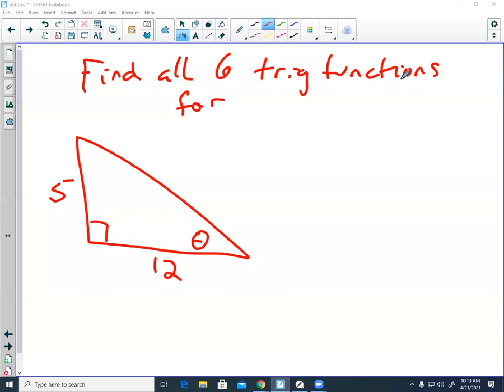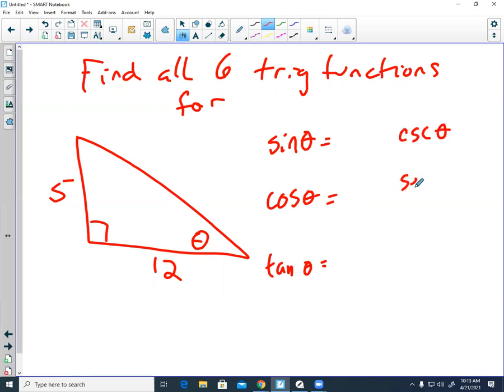All right, so if we're finding all 6 trig functions, the very first thing you should do is write down all 6 of the trig functions. That way, when you figure out what it is, you can just plug it right into this box. So sine, cosine, tangent, and then cosecant, secant, and cotangent.